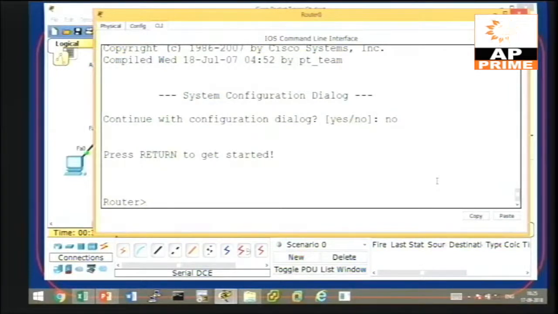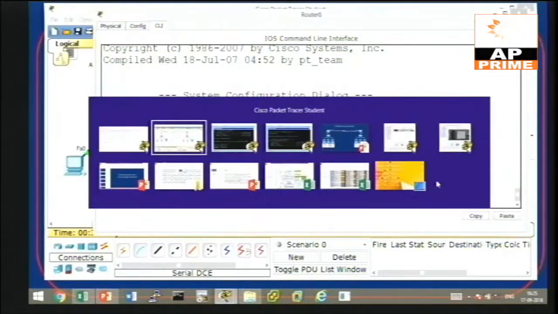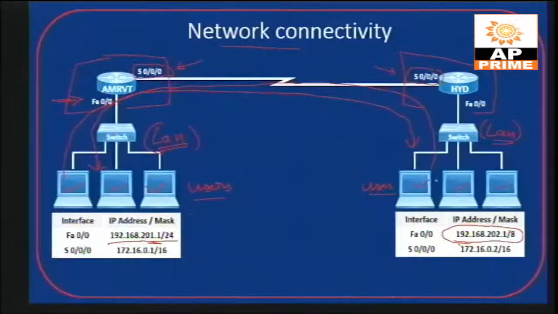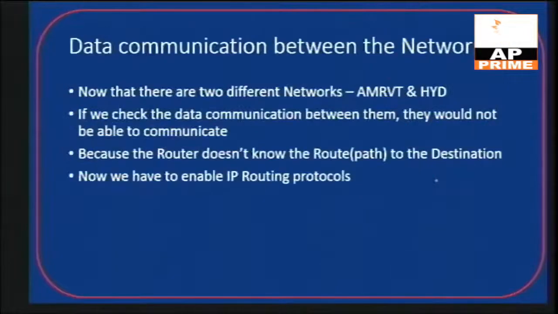There are different modes in the router to configure. We have the list of commands to be used mentioned in this presentation that we have just had a look at. To configure this, we have taken two different networks. One is called AMRVT and the other is called Hyderabad, two different networks. We checked the communication between the two networks, and we verified that they were not able to communicate.